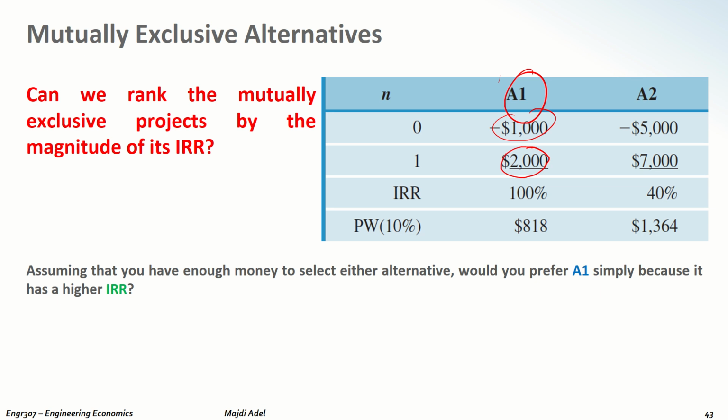Let's look at this investment from the present worth point of view. If you calculate the present worth for the first project, it's going to be $818. And if you calculate the present worth for the other project, it's $1,364. So based on the present worth criteria, you will choose A2 because it has a higher present worth. If you remember, we choose the project with the highest present worth.